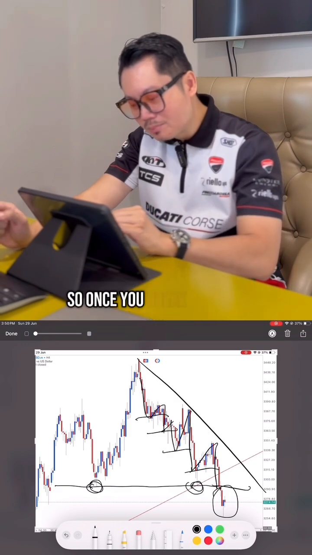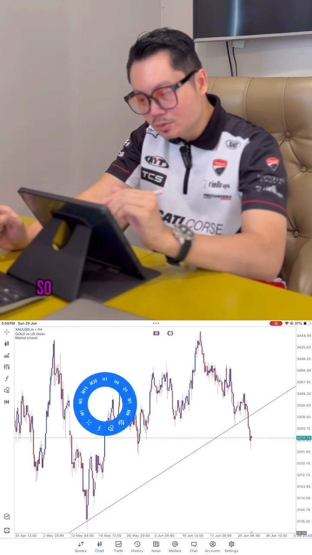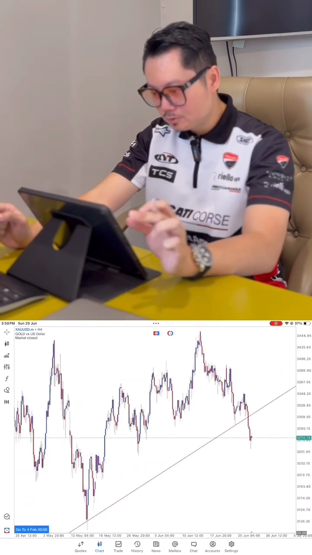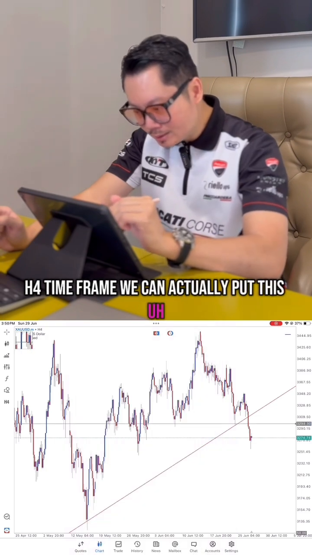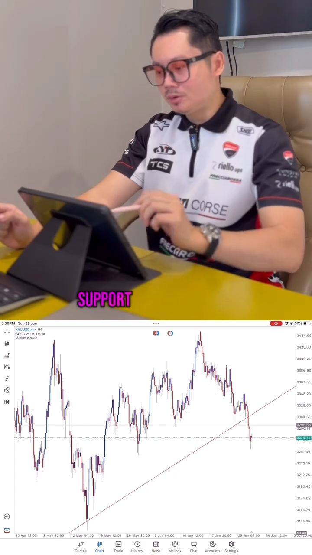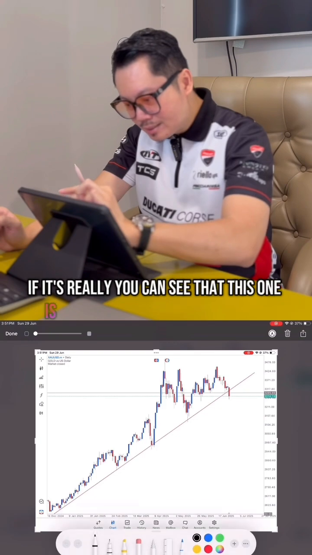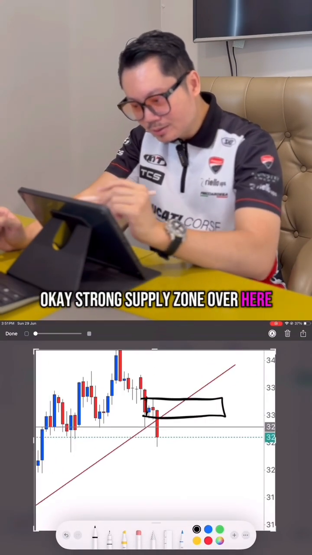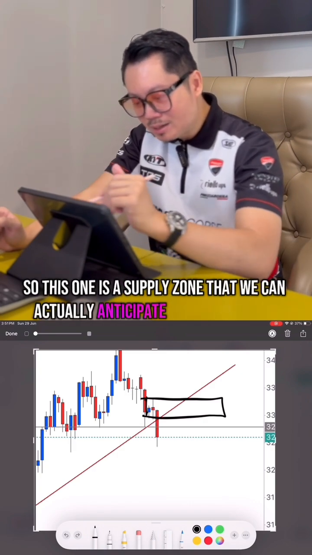Once you break through, if you go back to the daily, when we go back to this H4 time frame, we can put this zone over here. Gold broke through the two previous supports over here. Then we go to this daily, and we can see that this one is a strong supply zone. It's a base drop here, so this is a supply zone that we can anticipate for the coming week.